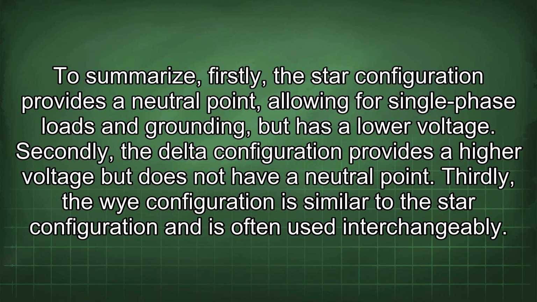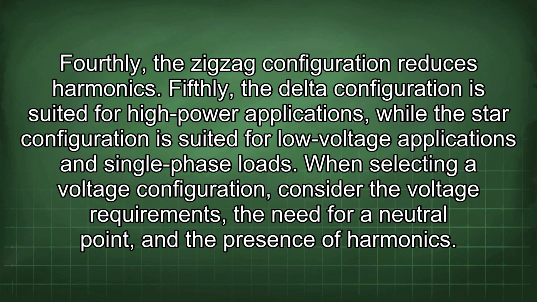To summarize, firstly, the star configuration provides a neutral point, allowing for single-phase loads and grounding, but has a low voltage. Secondly, the delta configuration provides a higher voltage but does not have a neutral point. Thirdly, the Y configuration is similar to the star configuration and is often used interchangeably. Fourthly, the zigzag configuration reduces harmonics. Fifthly, the delta configuration is suited for high-power applications, while the star configuration is suited for low-voltage applications and single-phase loads.